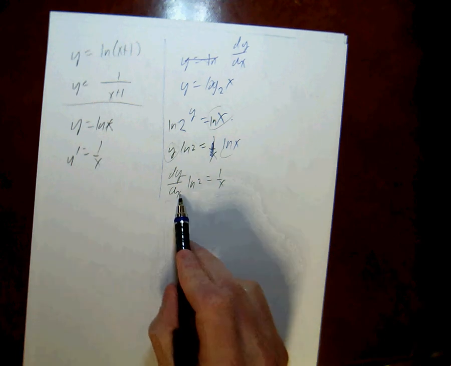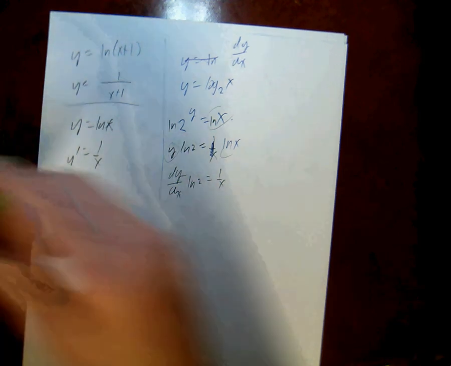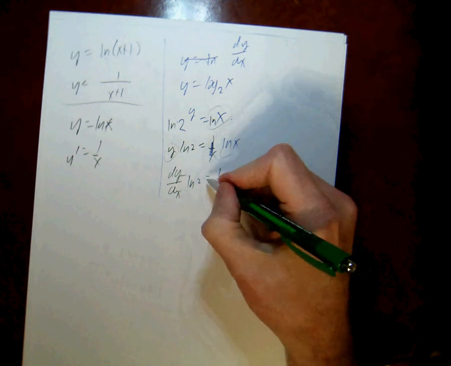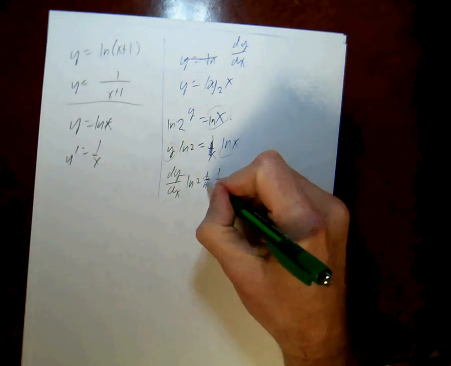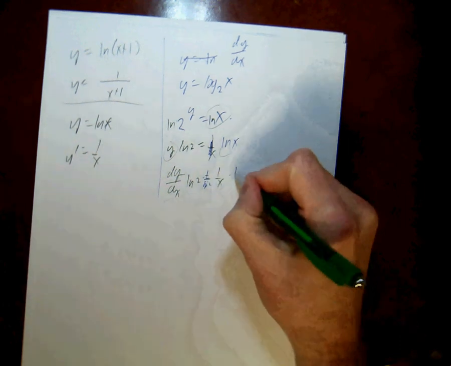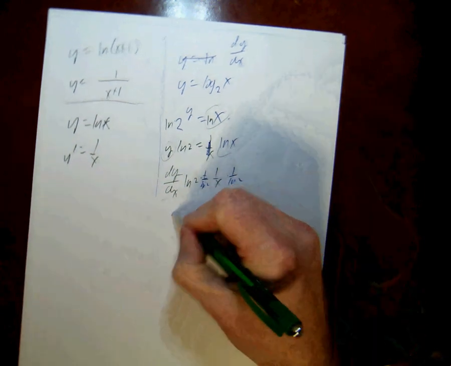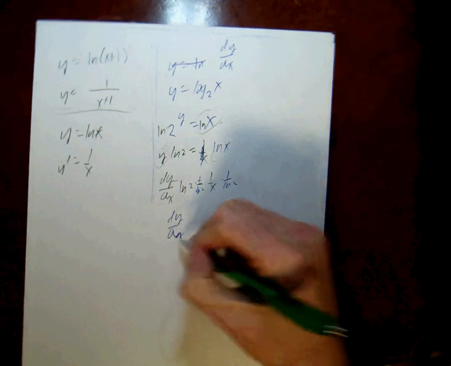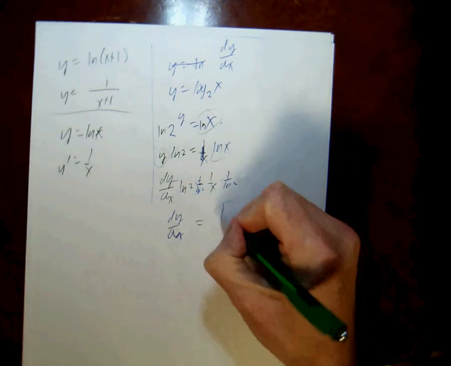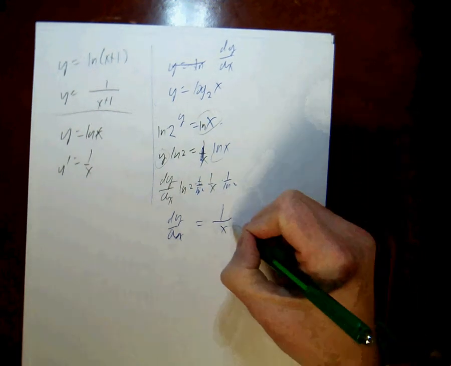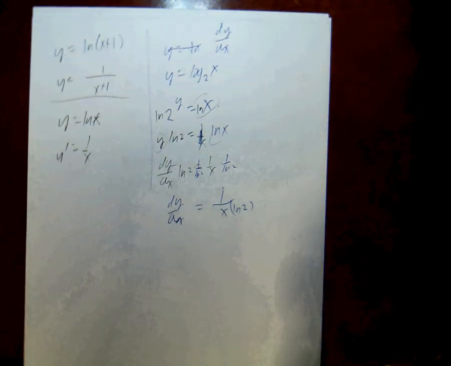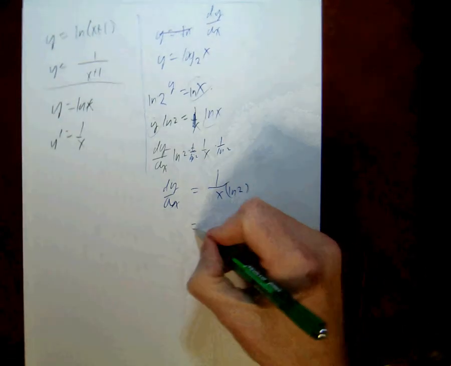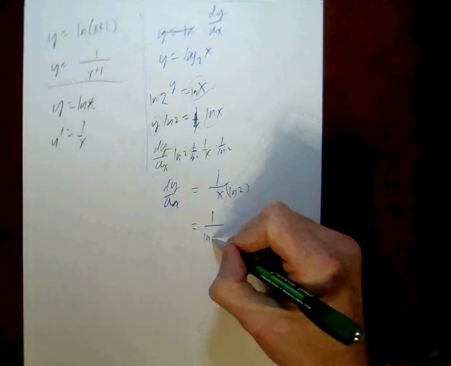And if I want to solve for dy/dx, then I'm going to multiply times 1 over natural log of 2, and so I end up with dy/dx, or my derivative, equal to 1 over x times natural log of 2. Actually, in practice, I usually write this as 1 over natural log of 2 times x.